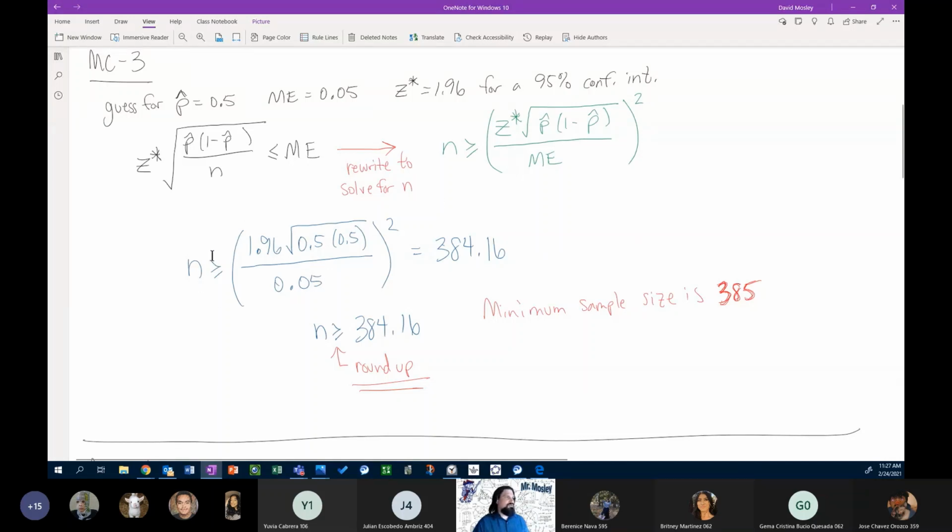We substitute in all of our values. We get n is greater than or equal to 1.96 times the square root of 0.5 times 0.5, divided by 0.05, squared, and we get 384.16, which means n is greater than or equal to 384.16. Because we have greater than or equal to, we cannot round down. We have to round up to 385. So our minimum sample size is 385.